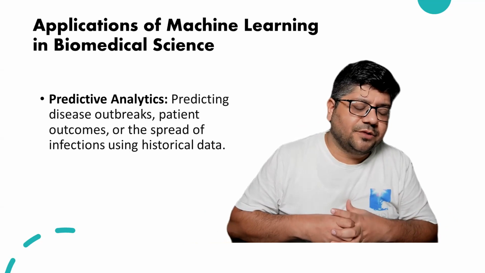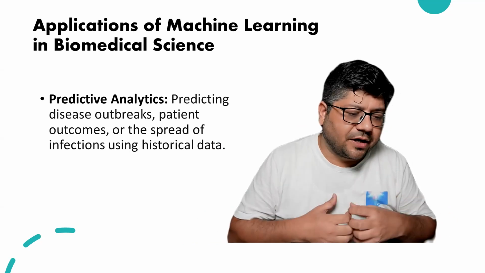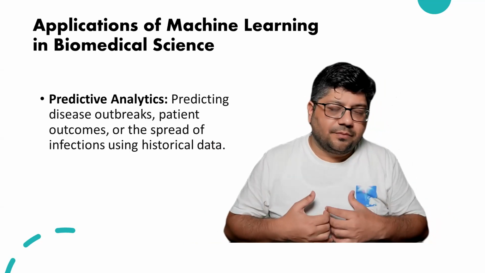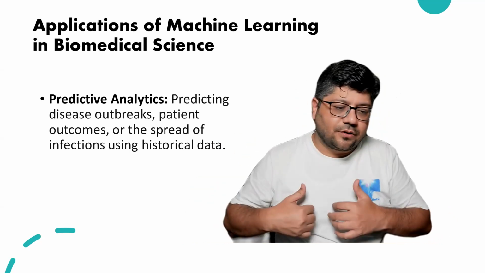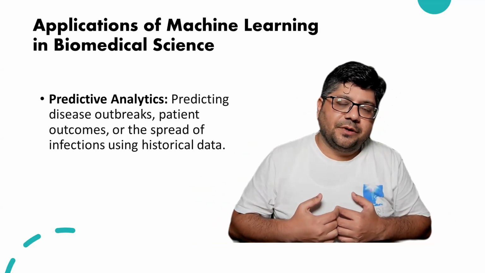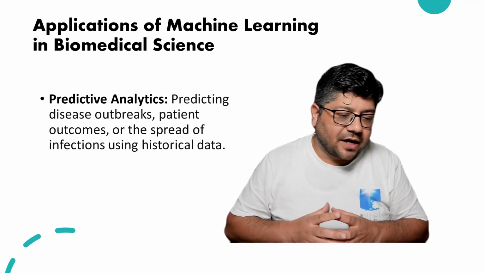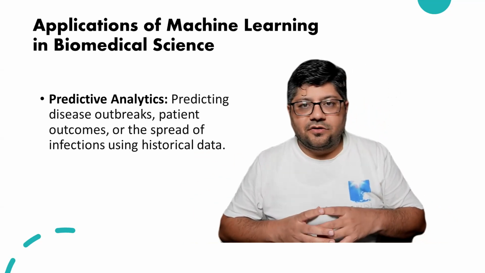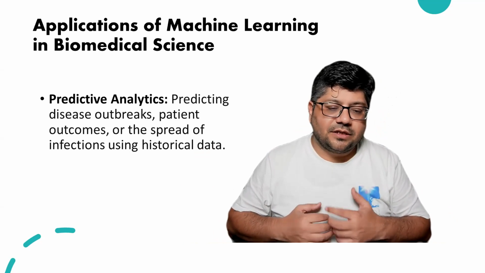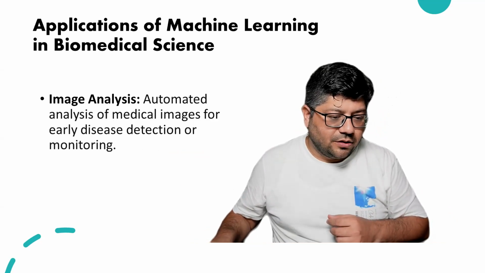Now, coming to different applications of machine learning, you can use it to predict different things. For example, you can use a machine learning model to predict outbreaks, some patient outcomes, whether the patient is going to be rehospitalized or not, whether the patient is more likely or less likely to die within a specified period of time, whether or not there will be a spread of infection based on the historical data.